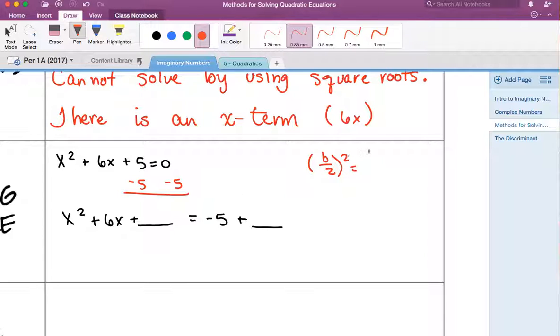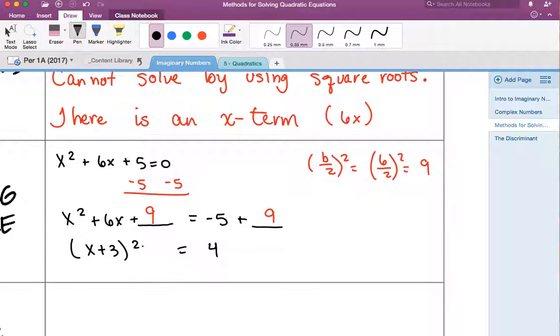That's that value. So in our case, that's 6 divided by 2 squared. 6 divided by 2 is 3. Squared makes a 9. So I'm going to add 9 on that side, and I have to add 9 on the other side because it's an equation. What you do to one side, you got to do to the other. So then on the left side, I'm going to factor, and I get x plus 3 squared equals 4.